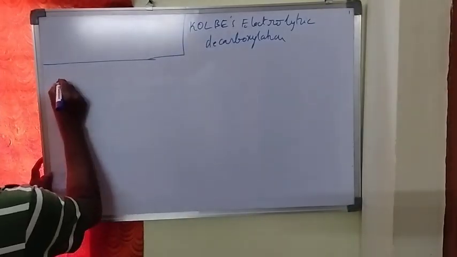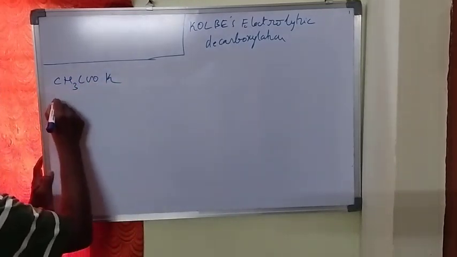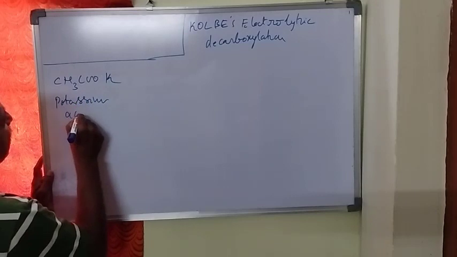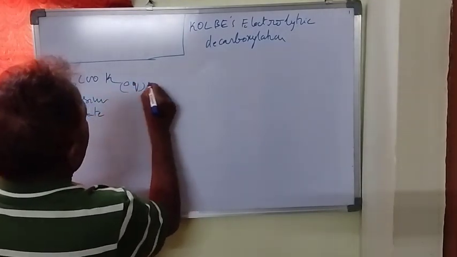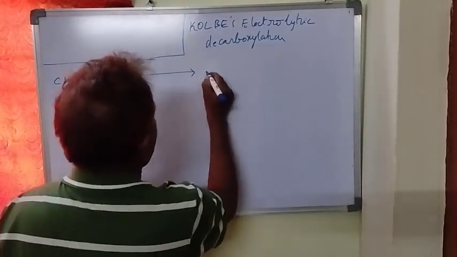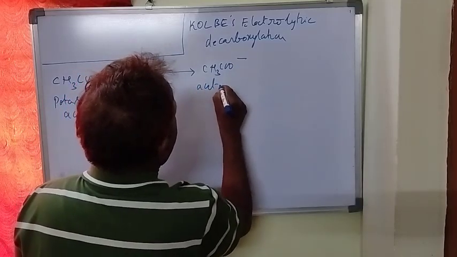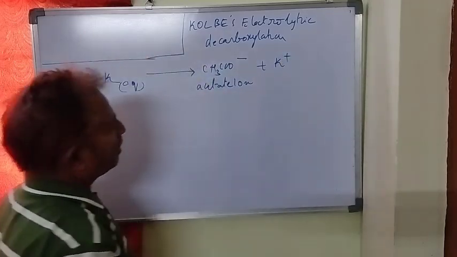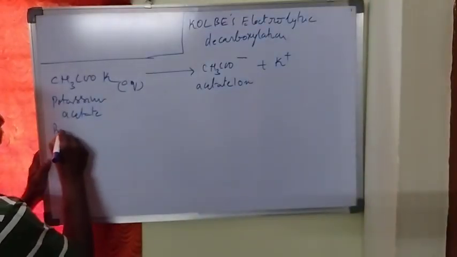So here CH3COOK. What is this? Potassium acetate. Potassium acetate, aqueous. This aqueous potassium acetate dissociates into CH3COO minus, this is acetate ion, plus K plus. Right. Therefore, the reaction at anode.